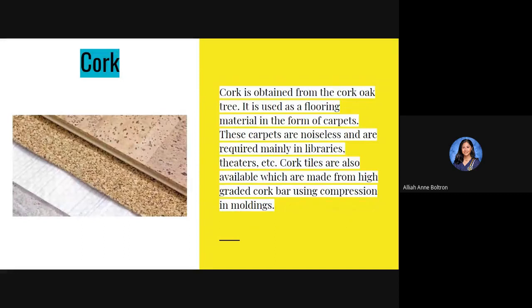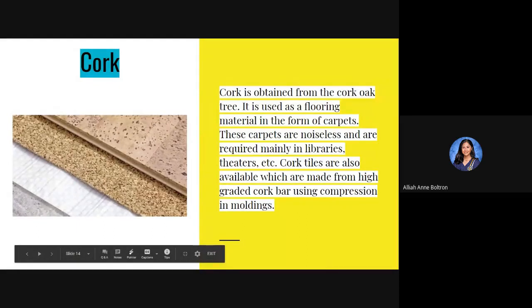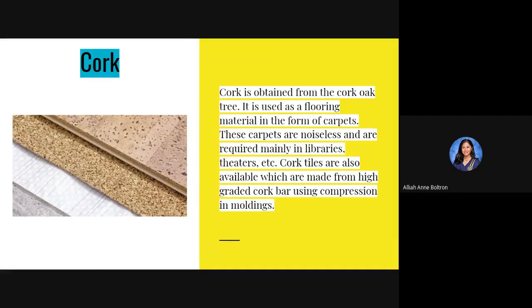Okay, so we will discuss cork. Cork is obtained from the cork oak tree. It is used as a flooring material in the form of carpets. These carpets are noiseless and are required in many libraries, theaters, etc. Cork tiles are also available, which are made from high-grade cork bark using compression in moldings. Cork is usually used in places where you need silence or soundproofing. So they use cork for this.